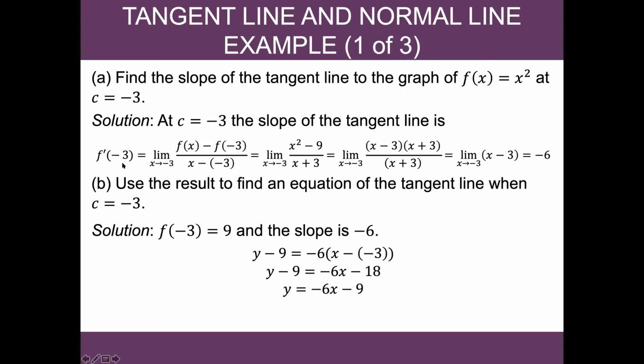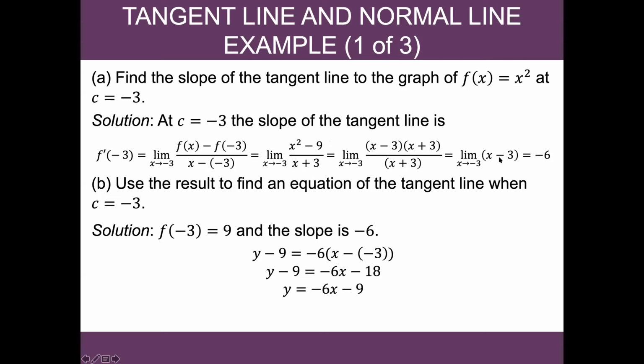So f prime, the slope of the tangent line, is equal to the limit as x goes to c, -3, of f of x minus f of c, -3, over x minus c, which is -3. Plug those values in, and notice what's happening here as x approaches -3. You get a difference of squares on top, and that's factorable. One of those factors cancels off with the denominator, and you end up with x minus 3.